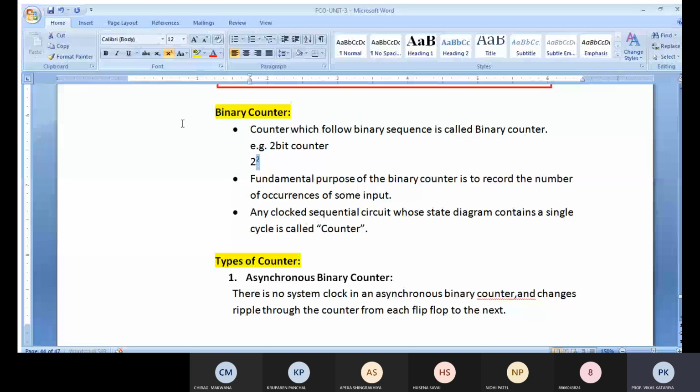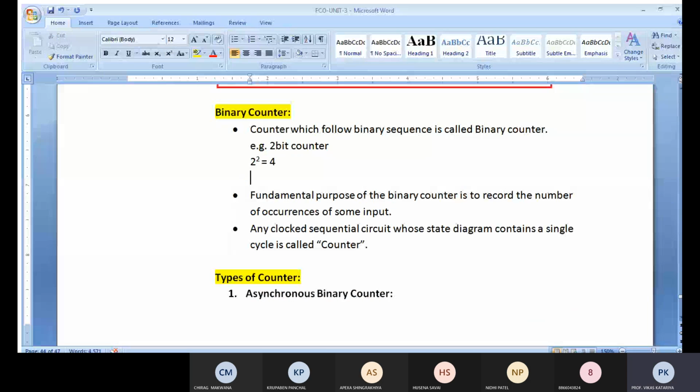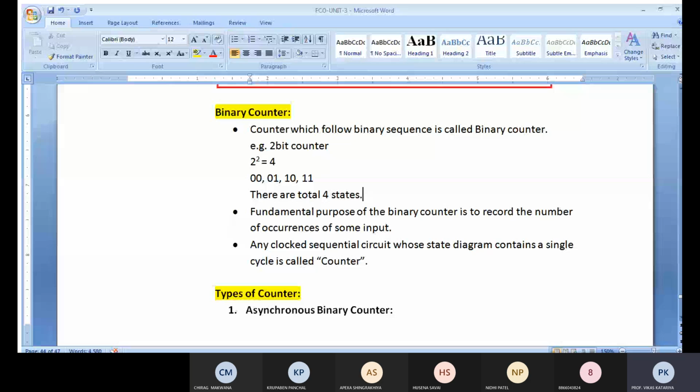Two raised to the power 4, and it can generate a number of sequences in a binary way, like it can generate 0 0, it can generate 0 1, 1 0, and 1 1 also. So there are total 4 states. So if we are using a 2-bit binary counter, then it is capable of generating 4 sequences.